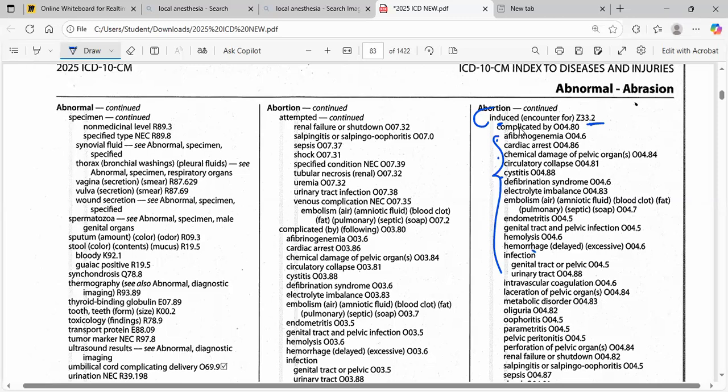Patient developed bleeding, hemorrhage due to the elective abortion. So in that case, you are going to use a code from series O04.6. So the O04 series will represent the complication due to the induced abortion. O03 series will represent the complication due to the spontaneous abortion. And O07 will represent the complication which is due to the elective failed abortion. So if the elective abortion is not completed, you are going to use a code from series O07.